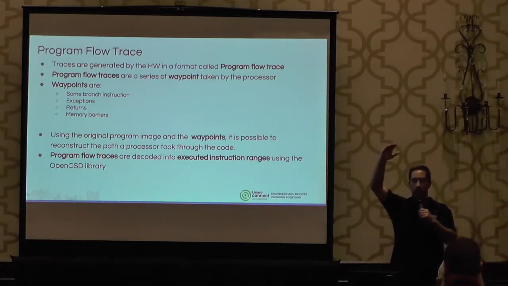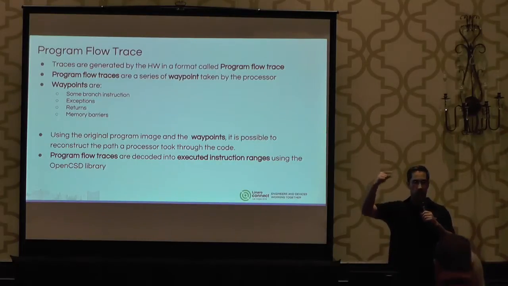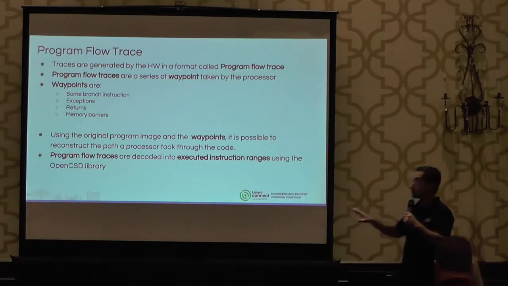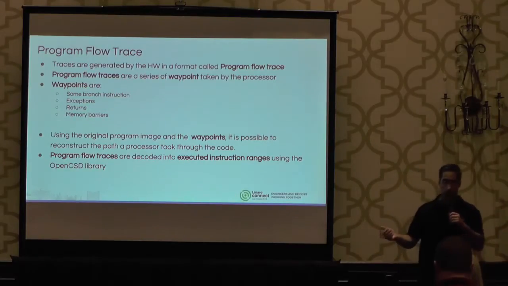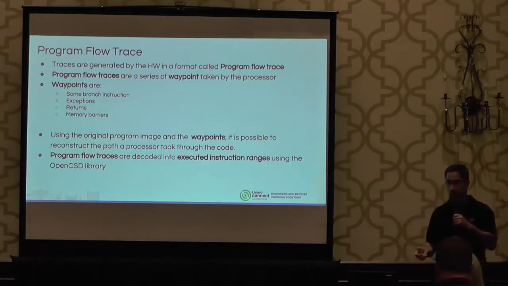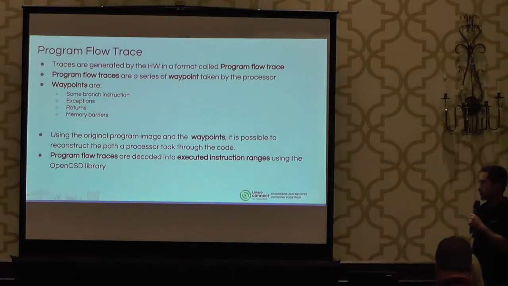So if we have a range of instructions that starts here and goes there, we don't have to record everything in between. All we have to do is record where it starts and where the instruction pointer might have gone someplace else. With that, we're saving a huge amount of space, and we're able to collect as much data as possible. This is generated by the hardware, and as I mentioned, it will record waypoints, so everything that moves the CPU around. Examples would be return instructions, exceptions, and some conditional branch instructions.